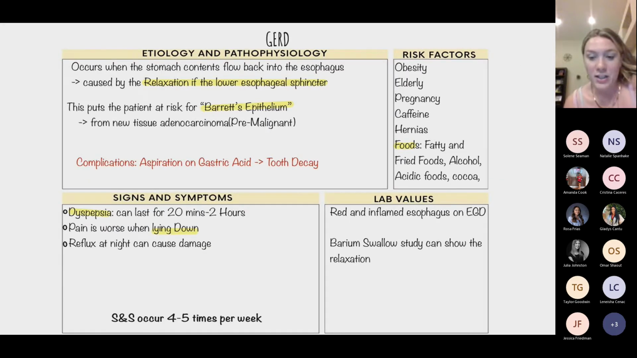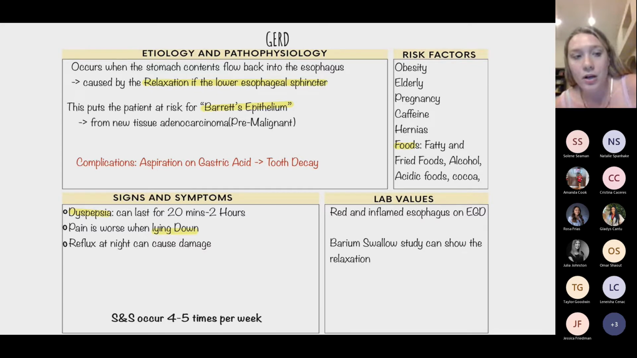GERD, on the other hand, is more of a functional issue. So with GERD, our LES relaxes, and the function of the LES is to prevent anything from coming back up once it gets in the stomach and settles down. So when food goes down the esophagus, the LES opens, food goes through, and then it closes. It closes to allow those bile acids to work, churn to help digest.